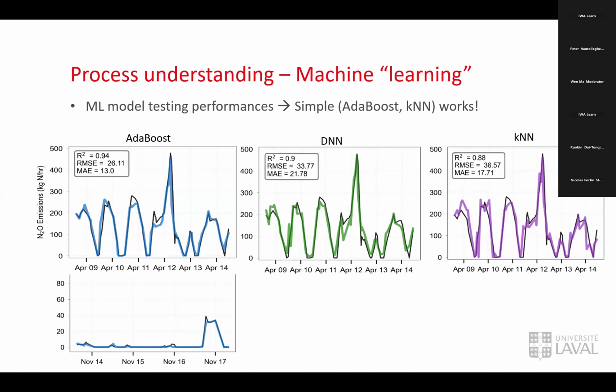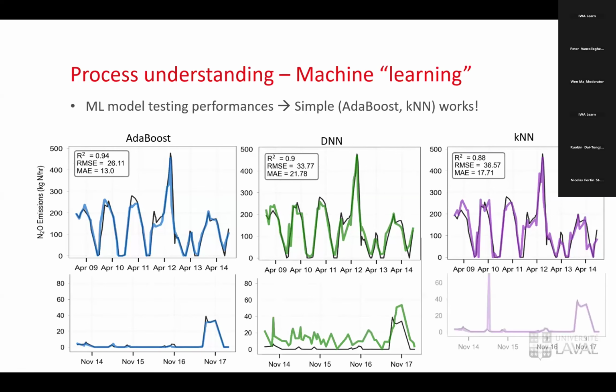It's much worse for the DNN and the KNN models. As you can see, they're completely off. They can't have these peaks. Sometimes the peak is predicted without having the reality. The model choice is important. So AdaBoost was selected here.